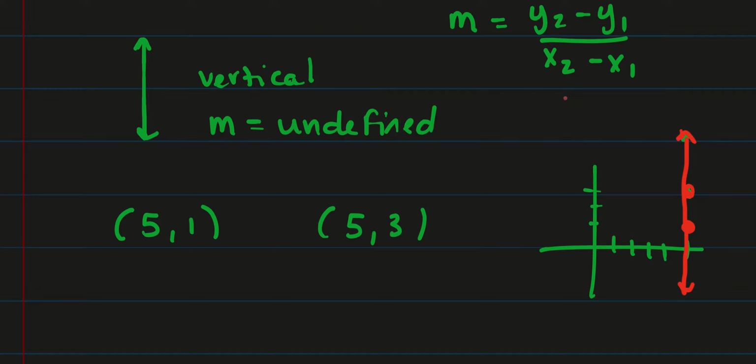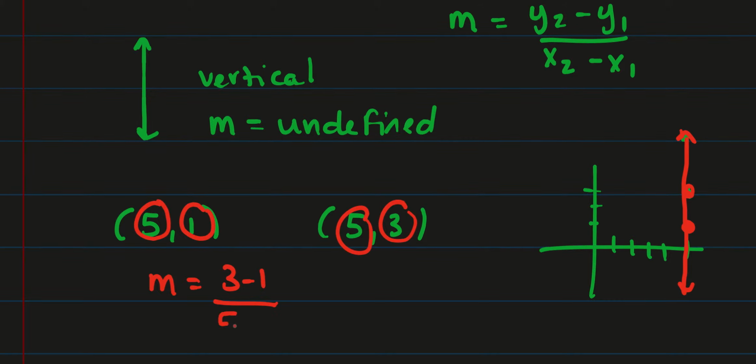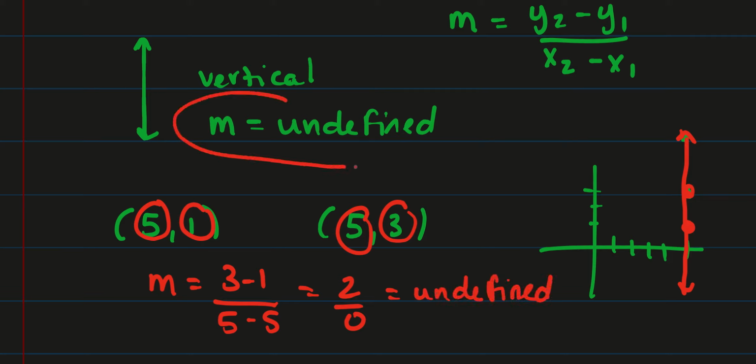And then we calculate the slope. We say m is equal to 3 minus 1 divided by 5 minus 5. So we get 2 divided by 0, and if you remember, you can't divide by 0. This is undefined. So the slope of a vertical line is undefined. You should remember that. Now what if we have a horizontal line?